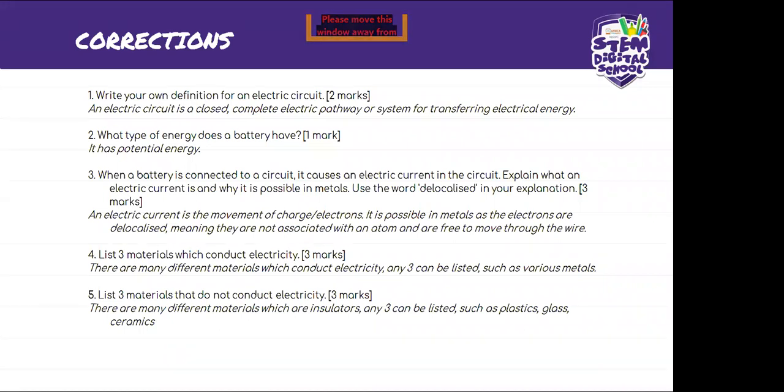Now let's go to question 5. Question 5 talks about materials that do not conduct electricity. Here we can mention them. There are many different materials which are insulators. Some of you mentioned plastic, glass, ceramic. Some of you mentioned wood, some paper, some rubber. So you were all perfectly correct here. I will allow you some questions before I log off.